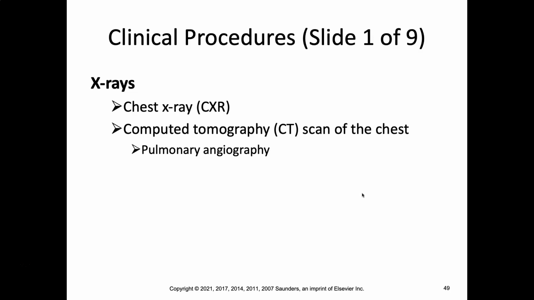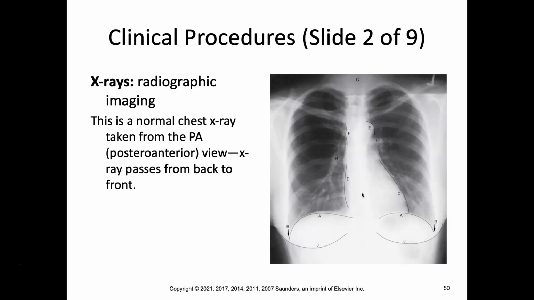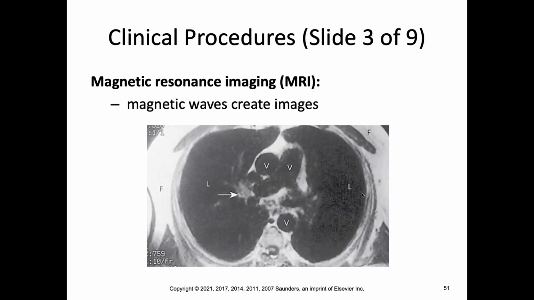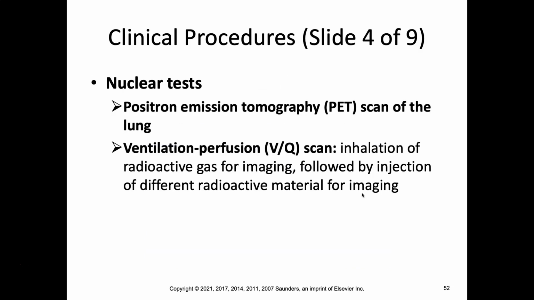All right, clinical procedures. Obviously, x-rays. Chest x-ray is the most common, but there's CT of the chest. There is pulmonary angiography where they're looking at the blood supply and how that's flowing through the lungs. This is an example of a chest x-ray, and it's normal. This is an MRI image. PET scans are definitely something that'll pick up if there's any cancer metastasis to the lungs. They often do VQ scans, ventilation perfusion. You inhale radioactive gas for imaging, and then they inject a different radioactive material and take the images. So you do have nuclear medicine that's involved with lung testing or respiratory system testing.